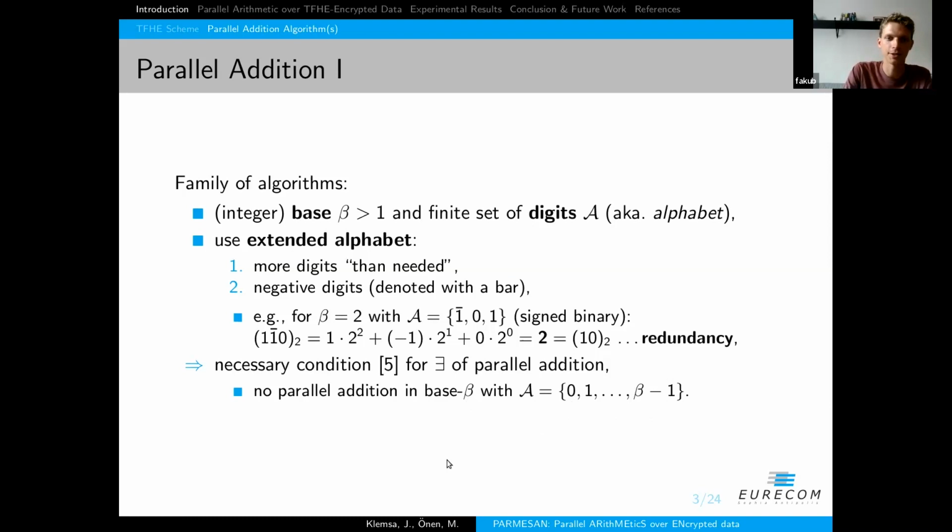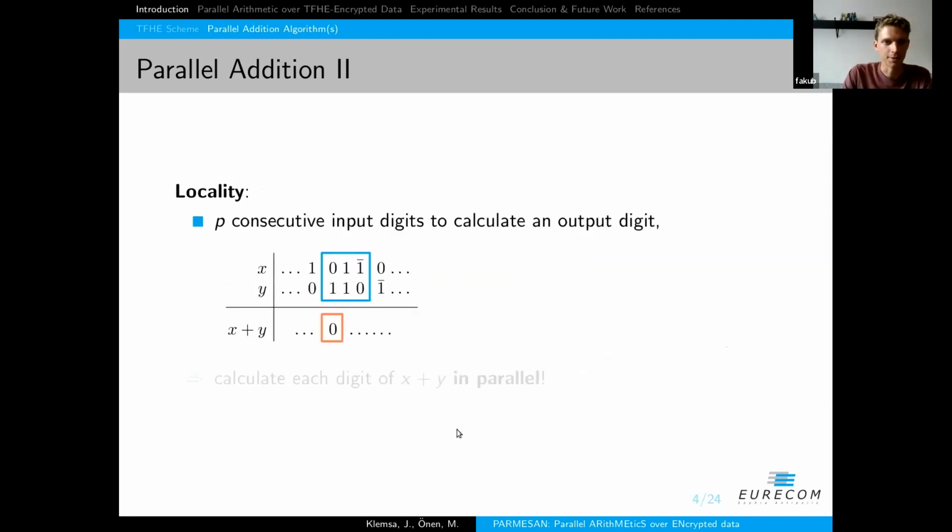No parallel addition algorithm may exist. All right, what's the magic behind parallel addition, or what's the property that allows parallelization? It is the locality of the algorithm. We can think of this as there exists an integer p, so that only p consecutive digits of the input are sufficient to evaluate one digit of the output.